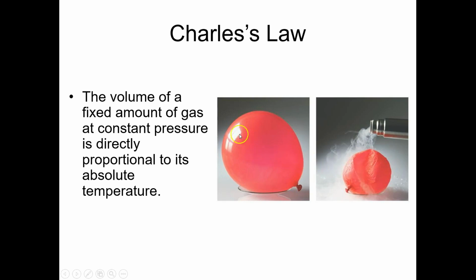And so what Charles's law says is that if I've got a fixed amount of gas at constant pressure, and this is at constant pressure because it's going to have the same pressure inside as outside, the atmospheric pressure, the volume is directly proportional to its absolute temperature, or its temperature in Kelvin. And so if I maintain a constant external pressure and a constant amount of gas, and I pour liquid nitrogen on it, the volume is going to decrease.